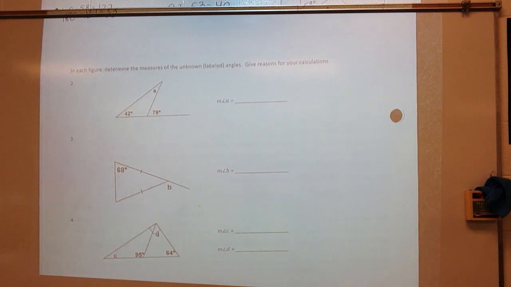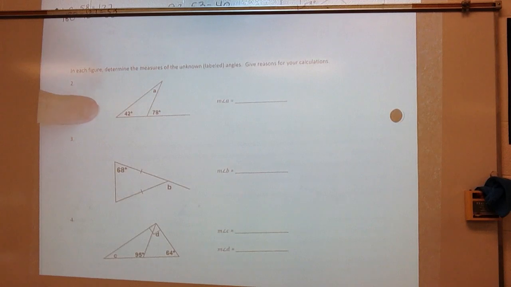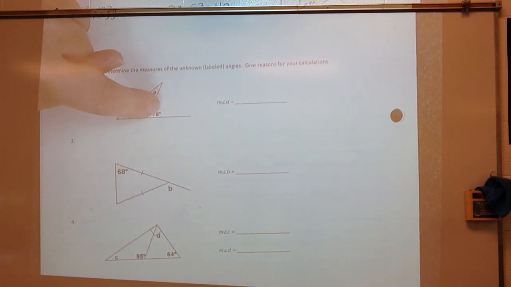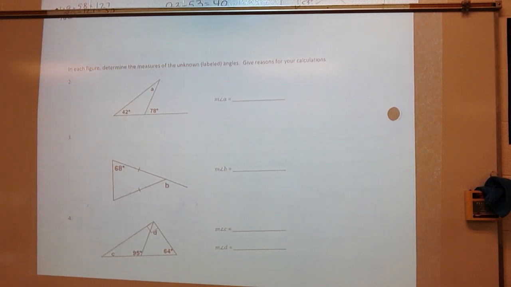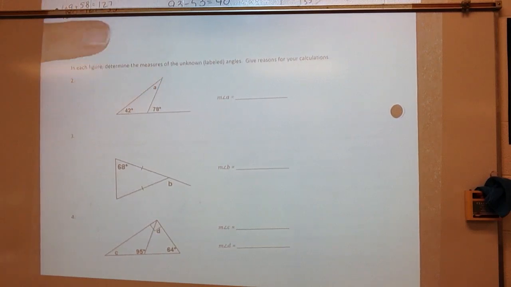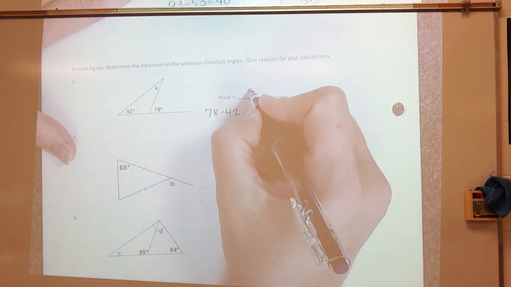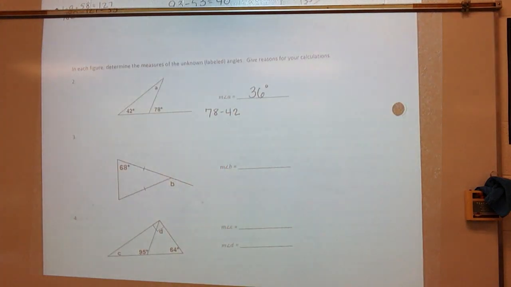All right, looking at number 2. In each figure, determine the measures of the unknown labeled angles. Give reasons for your calculations. So it wants me to find the measure of angle A. Guys, once again, look what I'm given. I'm given one remote interior angle. I'm given an exterior angle. I know that the exterior angle is the sum of these two angles. So 78 minus 42 gives me 36 degrees.